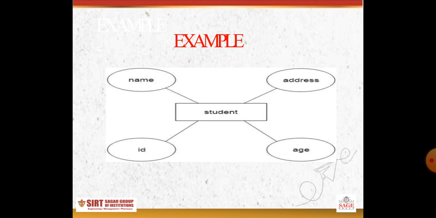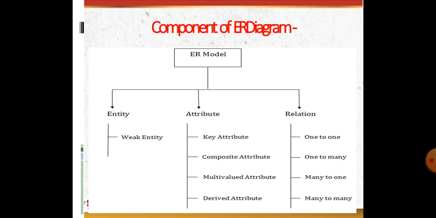This is an example of entity relationship diagram. Here entity is represented in form of rectangle and attributes are represented in form of ellipse, and there is a link between entities and attribute. Basically, entity is anything, can be an object, can be a place or a real world object, and attributes are the properties of entity set.